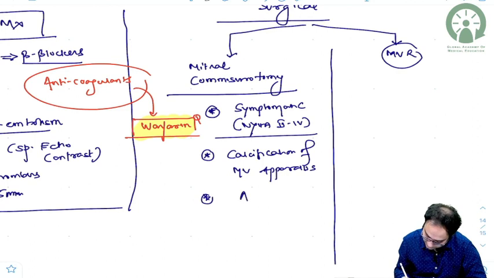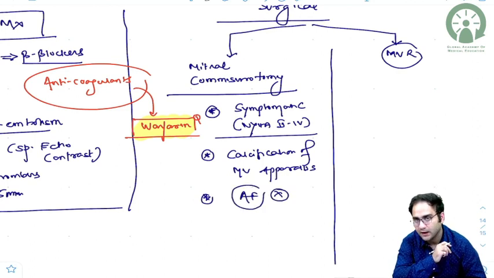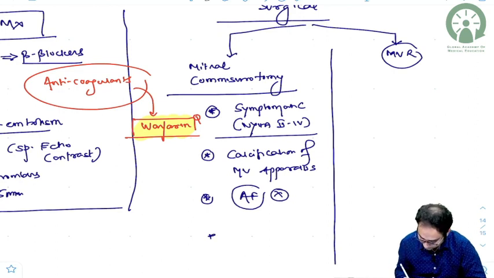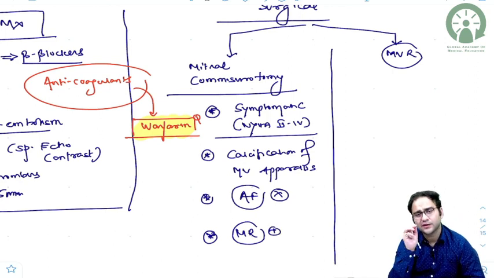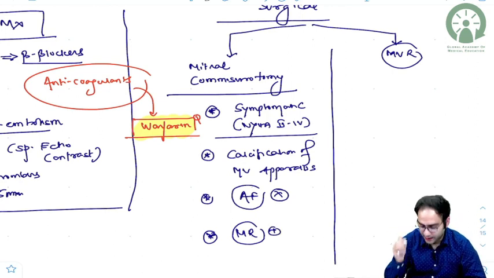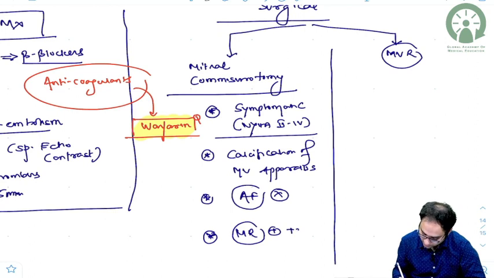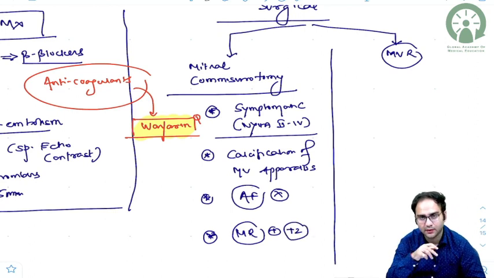Third, AF should not be there. Okay, AF should not be there. Fourth, the MR, if it is there, then it should be mild. The mild grading that they have allowed is up to +2. We have grading up to +2, +3, +4. So they have allowed up to +2.